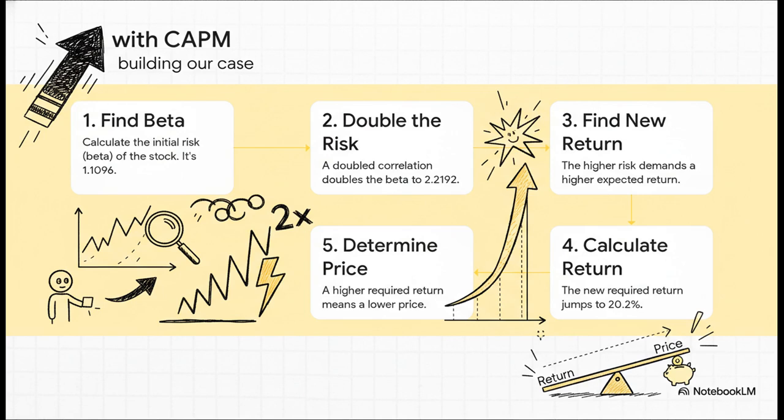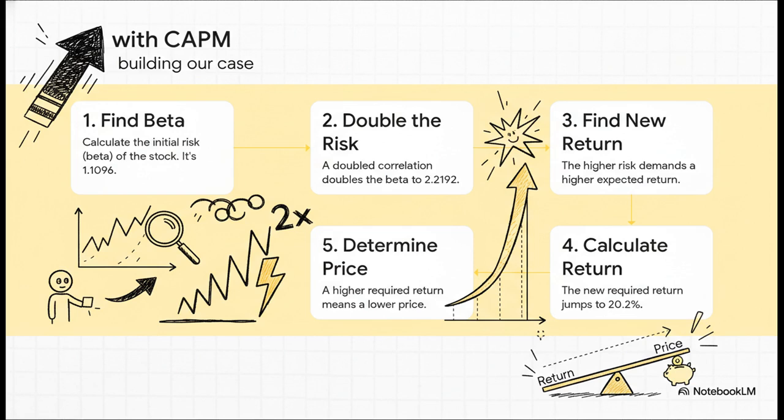Okay, let's follow the breadcrumbs and crack this case. Using CAPM, we first figure out the stock's initial risk profile, its beta. You can think of beta as just a number that tells us how much the stock tends to move compared to the overall market. So initially, it's about 1.1. Now, when that correlation doubles, the beta doubles right along with it, jumping to 2.2. And this is where it gets really interesting, because higher risk means investors are going to demand a much higher return. So the new required return skyrockets to over 20%.